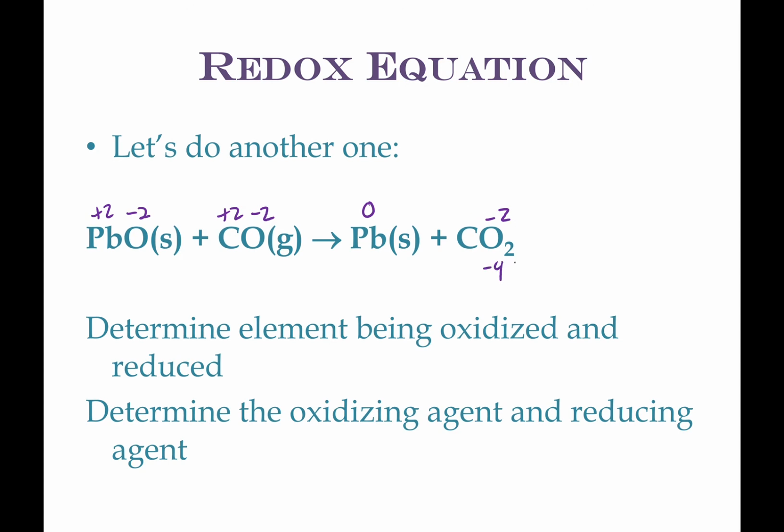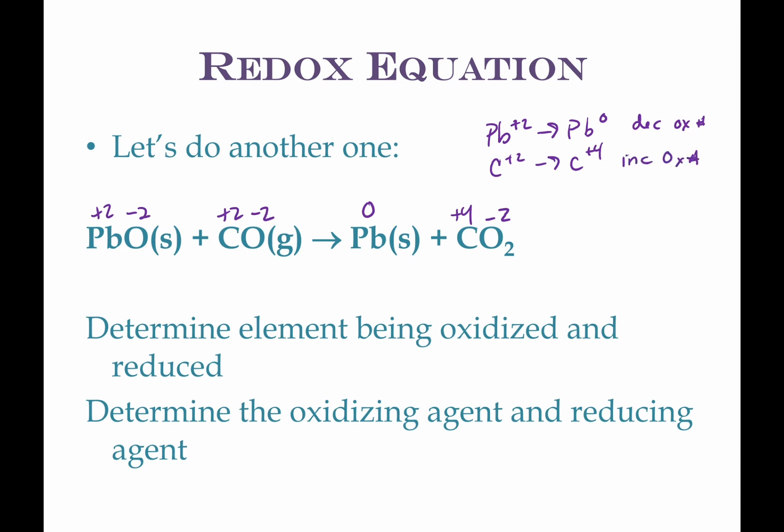So -2 times 2 is -4, so this must be +4 in order for it to equal 0. Good, got that far. Got your oxidation numbers. Hopefully at least you got that part down by now. What changed? Lead went from +2 to lead 0, and carbon went from +2 to carbon +4. So here we had a decrease in the oxidation number, and here we had an increase in the oxidation number.